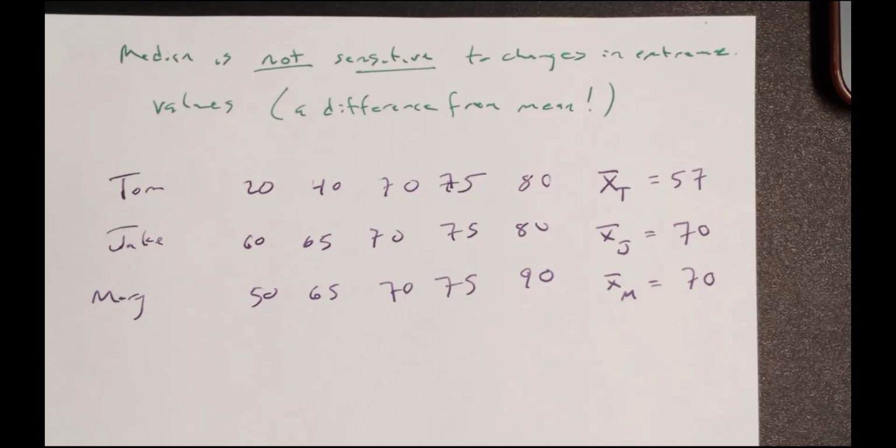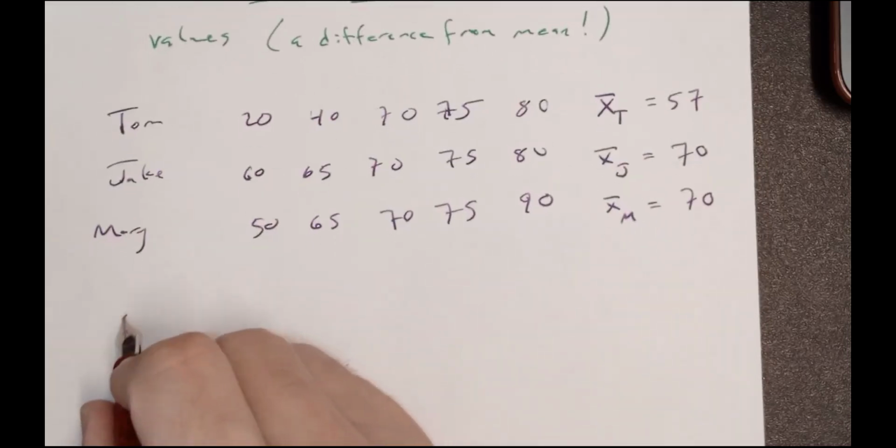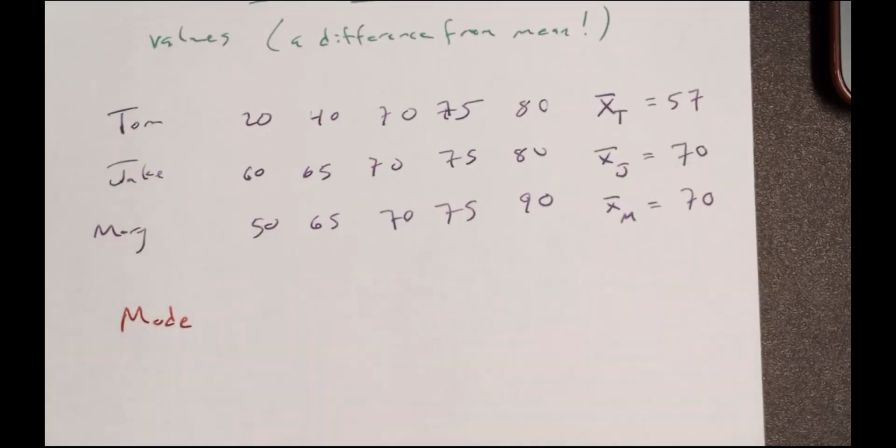There's one other commonly used measure of center. We spoke about a modal class. So let's talk about a mode. A modal class is the class that gets used the most in our histogram. So a mode is the value that gets used the most.